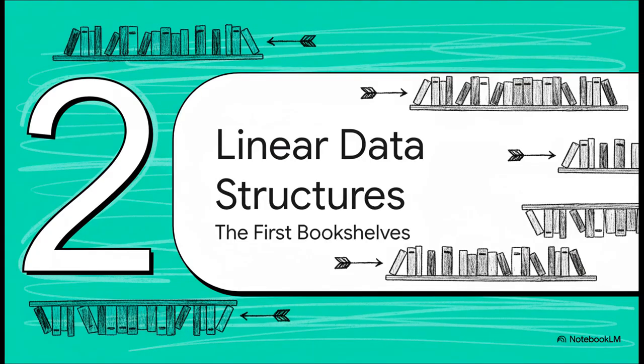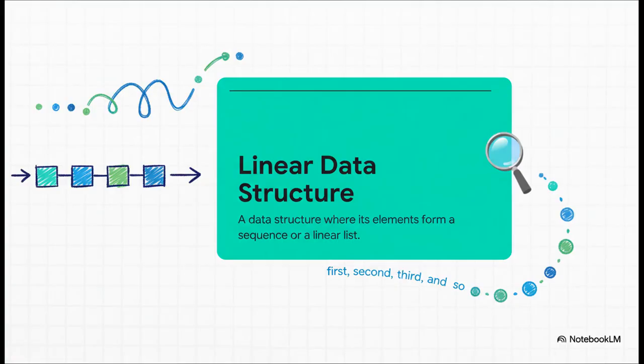So let's start with the most obvious way to organize anything, right? Just putting things one after another in a straight line. These are our first, most basic bookshelves. In the tech world, this is called a linear data structure. And just like the name says, its elements just form a sequence. There's a first item, a second, a third, and so on. Super straightforward, just a sequential lineup.